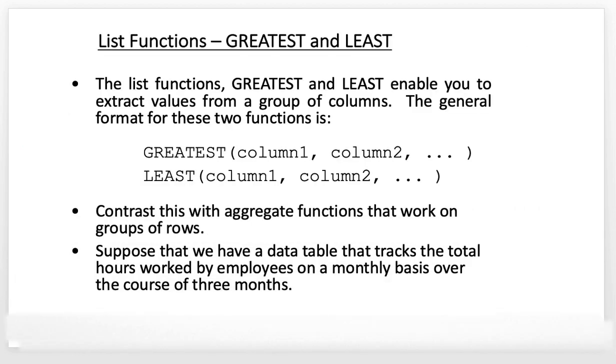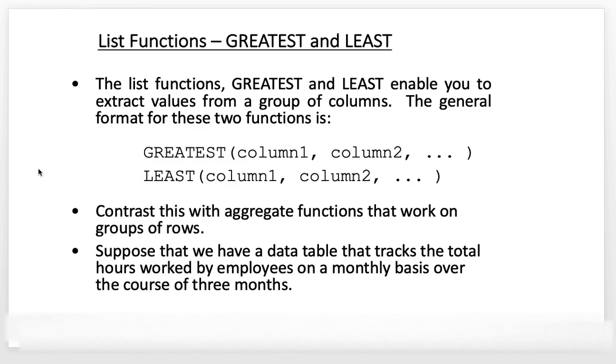Indexing, we are using two list functions, which are greatest and least. In max and minimum, the two other functions provided by Oracle SQL, we get the smallest and maximum value from a single column. But what if you want to get the greatest value from multiple column values? There we use the greatest and least functions. It enables you to extract values from a group of columns.